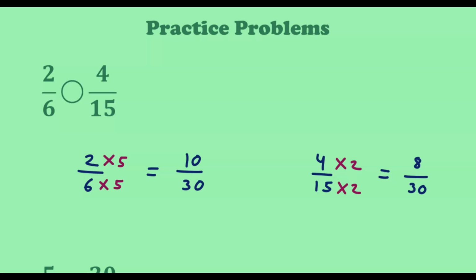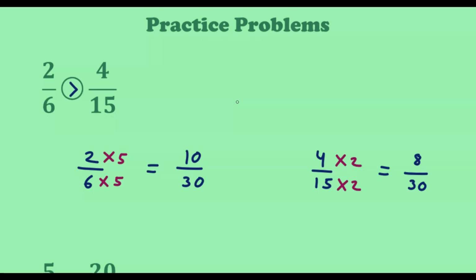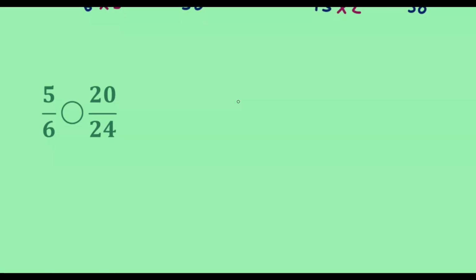So now what we need to do is compare the fractions 10 over 30 and 8 over 30. We can see that the denominators are the same, so all we need to do is compare the numerators. And we can see that the numerator 10 of the first fraction is greater than the numerator 8 of the second fraction. So what do we do? We put a greater than sign over here. That is, 2 over 6 is greater than 4 over 15. Now, let us move on to the next problem.